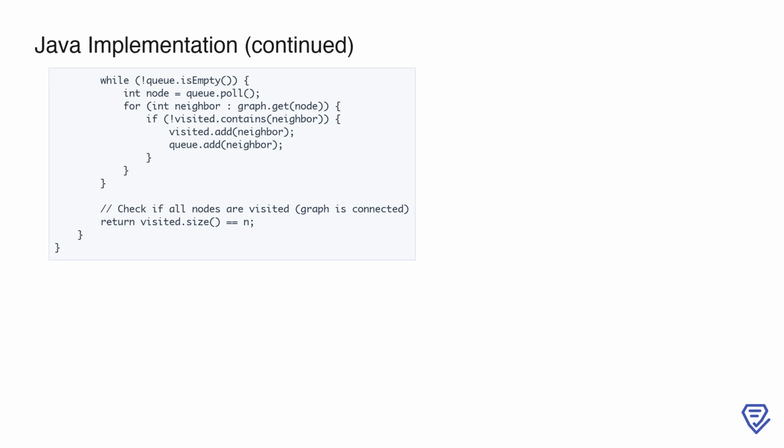Once the BFS completes, we perform a final check to determine if the graph is fully connected. A valid tree should have all its nodes visited during the traversal, so we verify this by comparing the size of the visited set with n. If all nodes are visited, we return true, confirming the graph is a valid tree. Otherwise, we return false, indicating that the graph is either disconnected or does not meet the criteria of a tree.